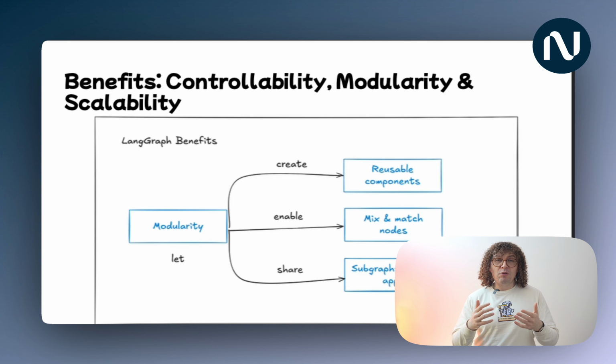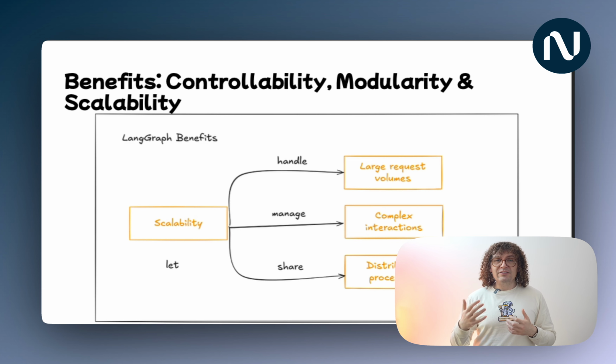And if we look in modularity, we have the possibility to create components that can be reusable, that follow best practices in software engineering. And through this, we can mix and match the nodes, the different components. And not only that, but also we can have additivity in that we can create subgraphs and share those subgraphs across the applications, across multiple LangGraph applications.